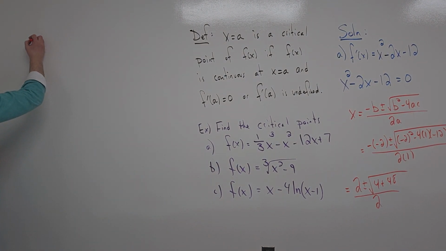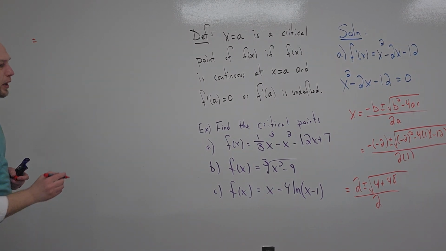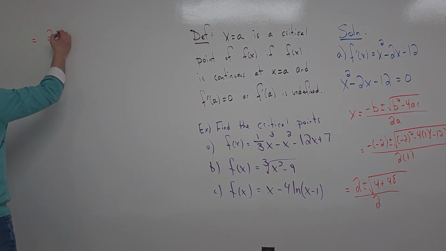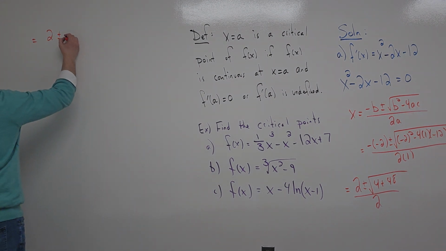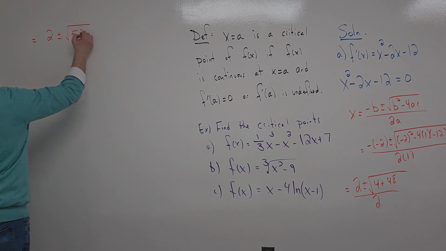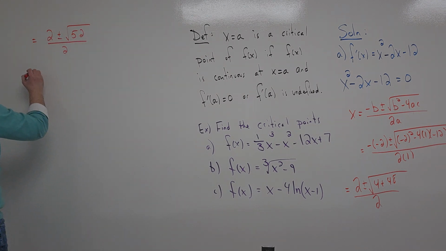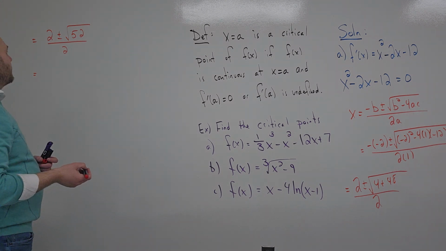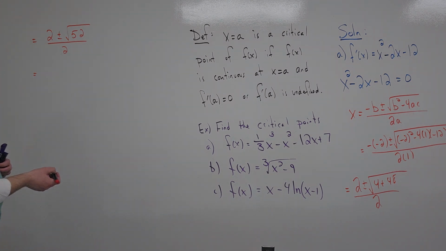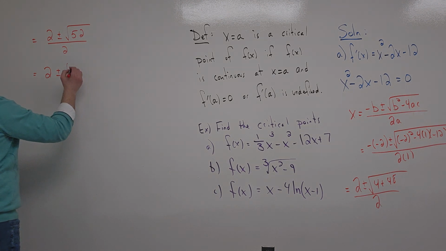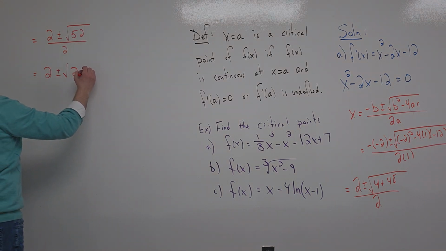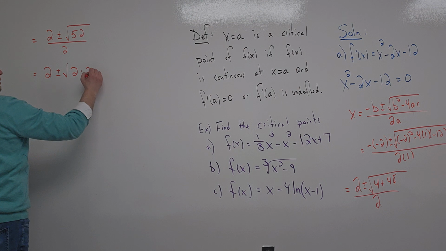So that would be equal to, I've got 2 plus or minus the square root of 52 over 2. And 52 certainly is not a perfect square, but let's see, if I divide that by 2, you get 26. So I could divide that by 4, so this would be 2 plus or minus the square root. Again, it's even, so I can take out a factor of 2, so that's 2 and 26.